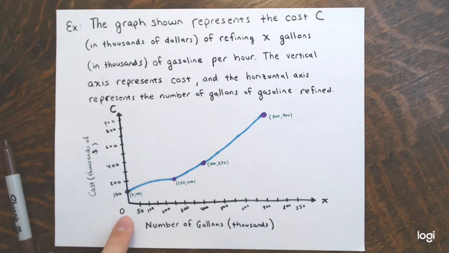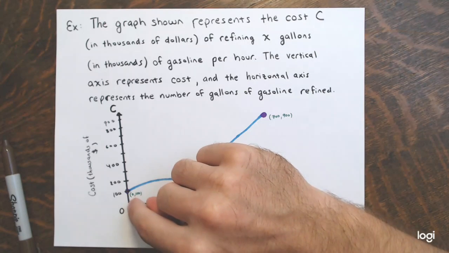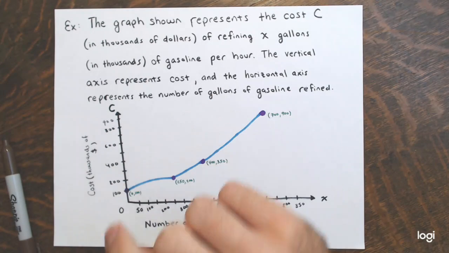Just so long as all the markings on the horizontal axis are consistent, meaning the same distance, and all the markings on the vertical axis are consistent and mean the same difference. That's a good graph. It starts off at 0 for both of them, right? This 0 means 0 thousands of gallons of gasoline in the horizontal, and $0 in the vertical.